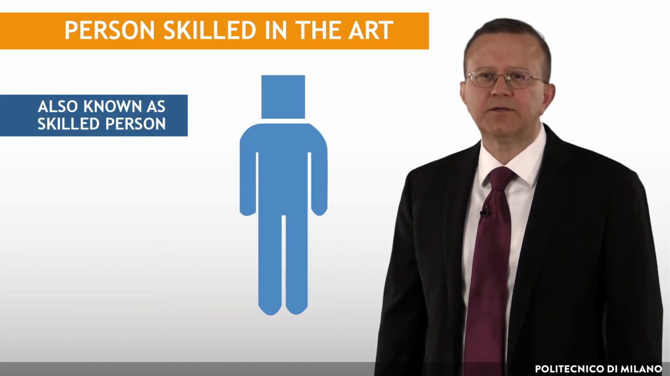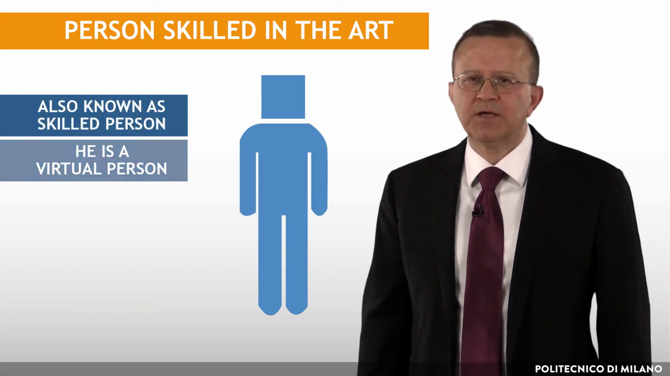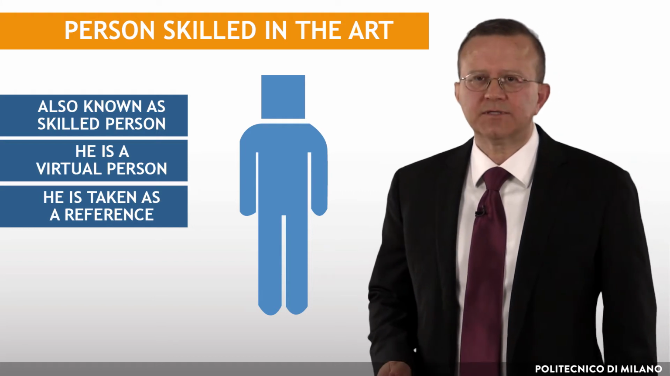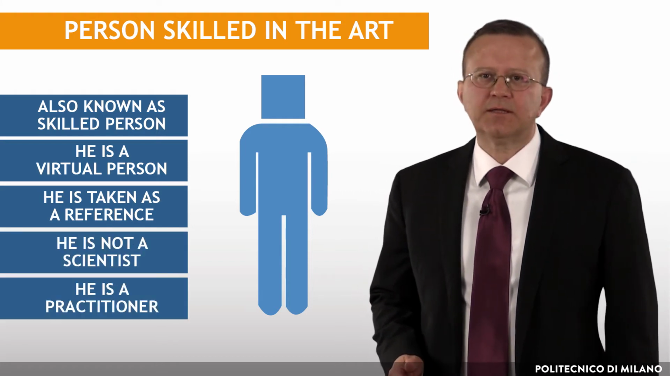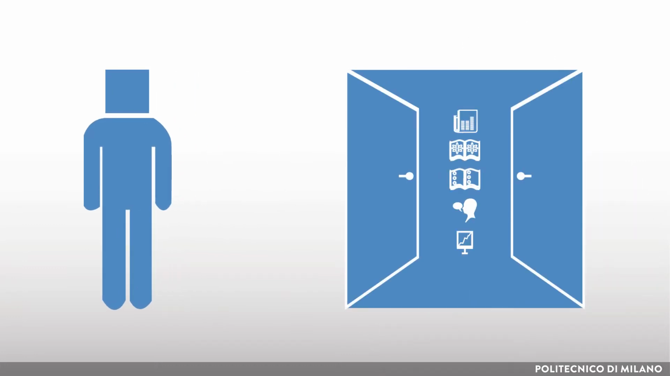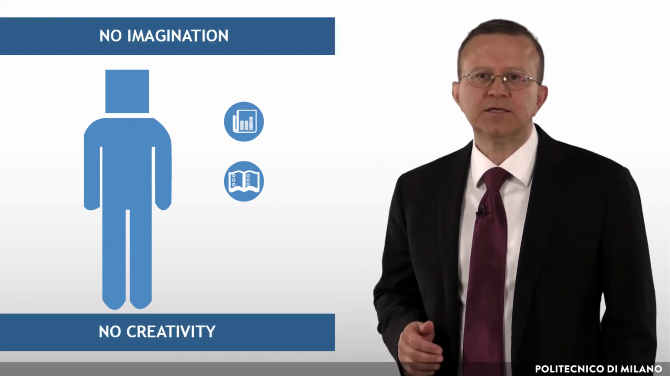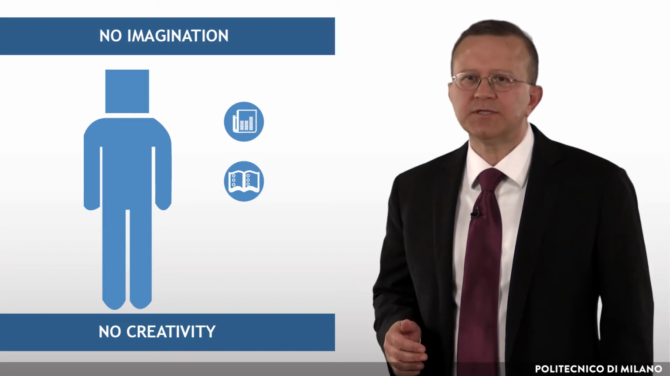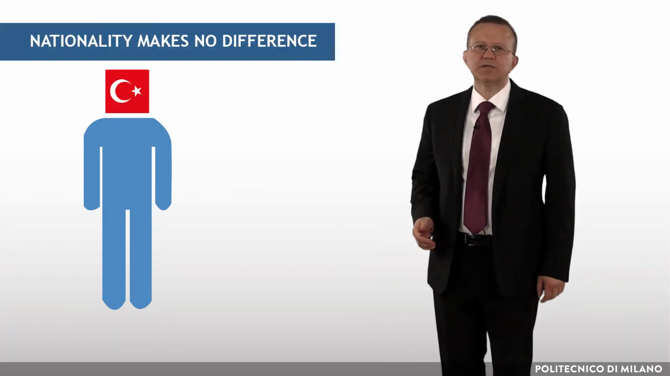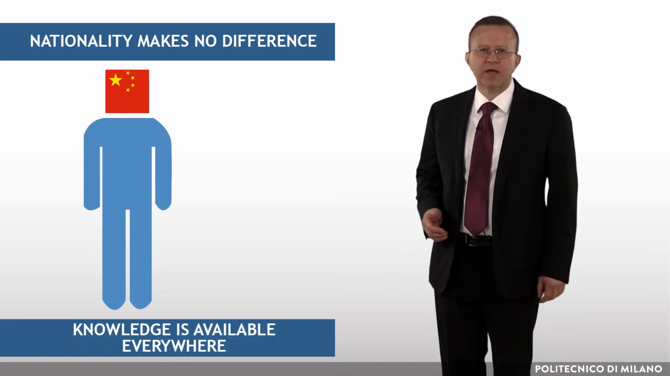The person skilled in the art, also known as skilled person, is a virtual person taken as a reference. He is not a scientist, but an ordinary practitioner. He has access to all items of prior art that have been made available to the public before the date of filing. He can try to solve a technical problem, putting together different solutions found in different documents, normally not more than 2, but he has no imagination or creativity, and he is captive of established prejudices in his field. Nationality makes no difference because knowledge is available everywhere.